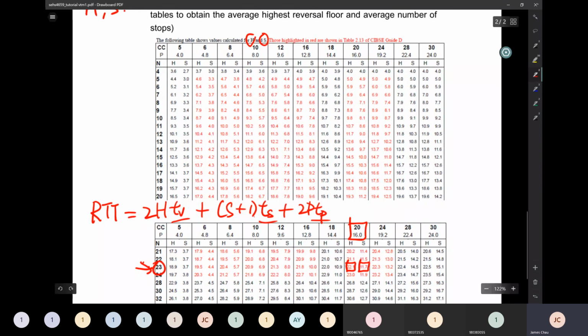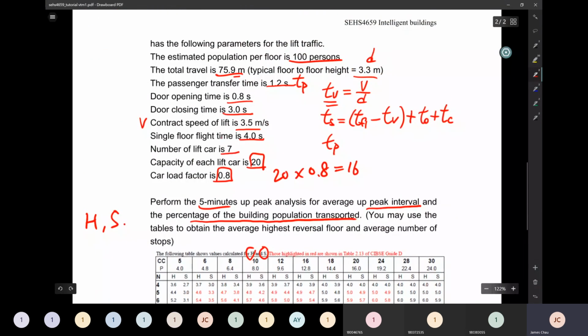And after you get RTT, now you can make the calculation for the up peak interval, UPPINT. That means RTT over the number of lift cars, and the number of lift cars is 7. So this answer will become the average up peak interval.